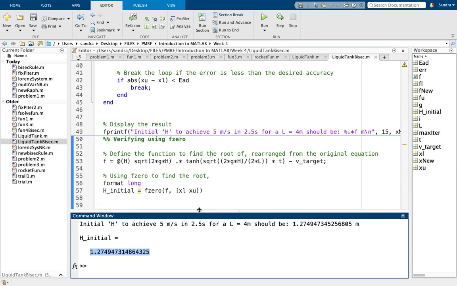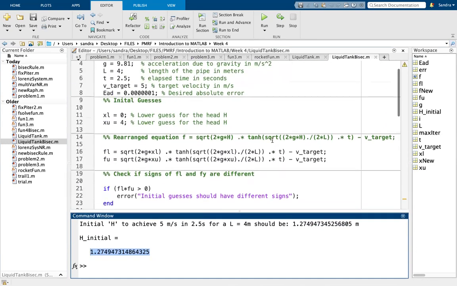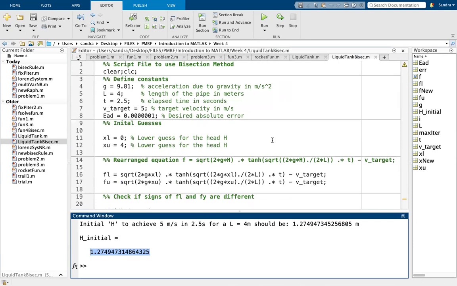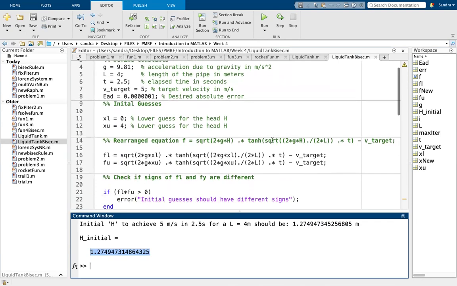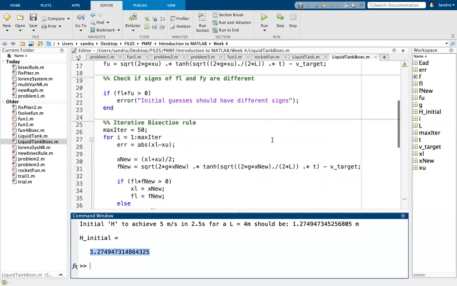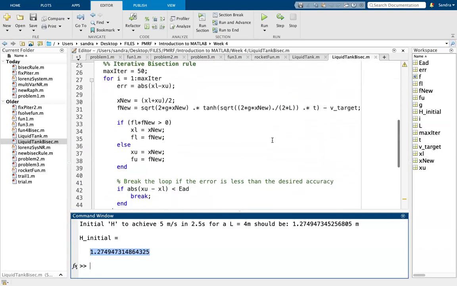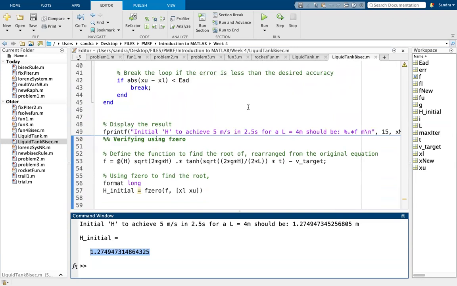Any doubts in this question? I'll just go through the code once again. In case you want to take a screenshot, you can do that and compare your answers. This is the bisection rule, and this is using the fzero part. Any questions?